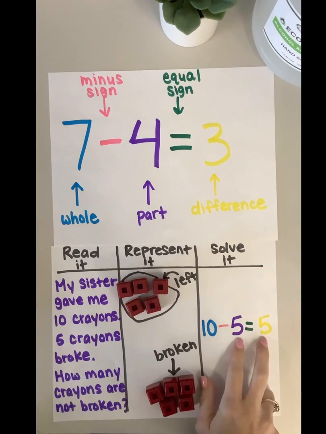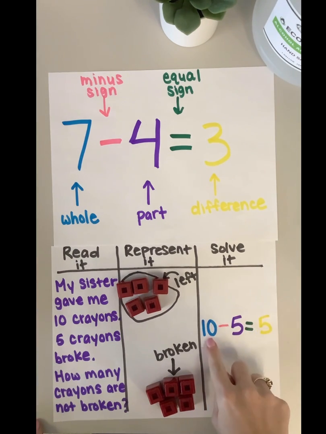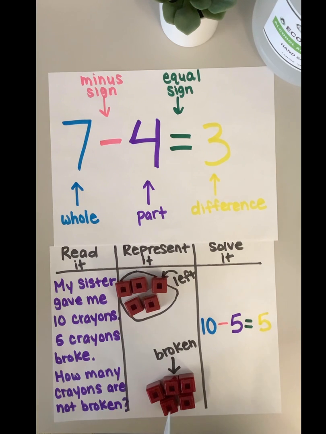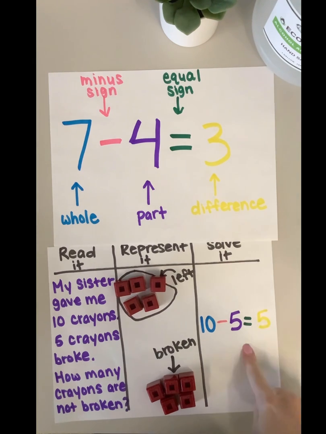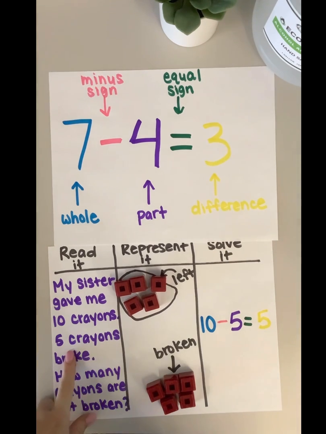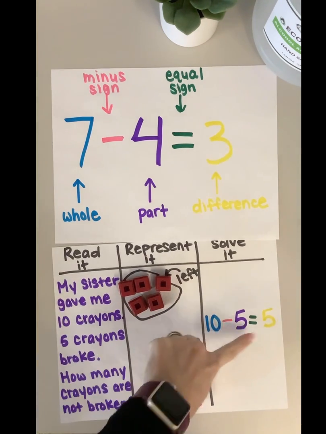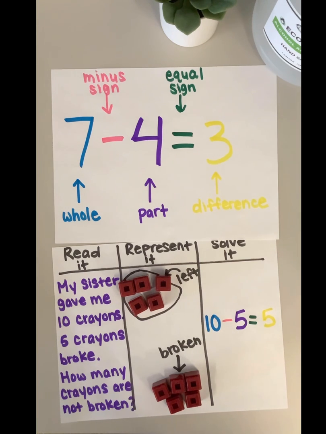Now let's double check our work. I need to add these two numbers together and make sure that it equals 10. What's 5 plus 5? 10. I can skip count. 5, 10. So am I correct? Yes. Did I read? Did I represent? And did I solve it? Yes. Great job.